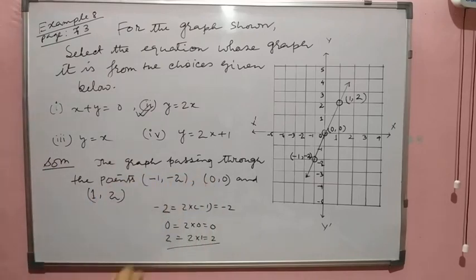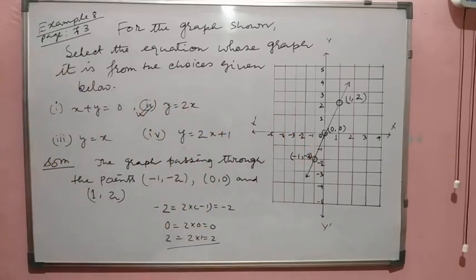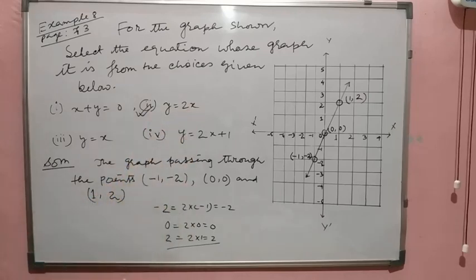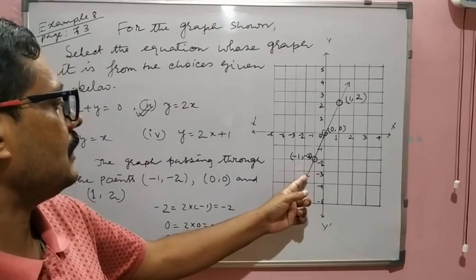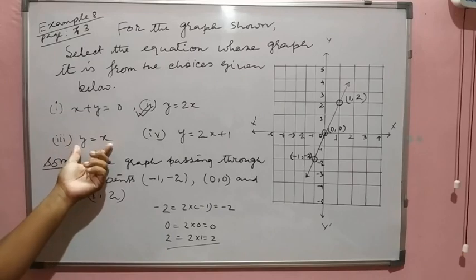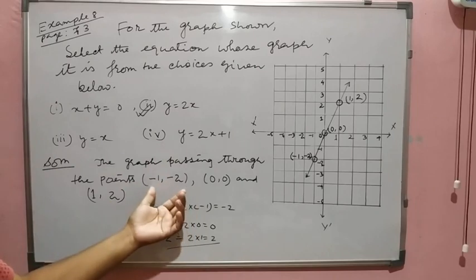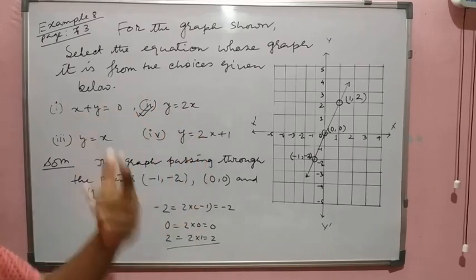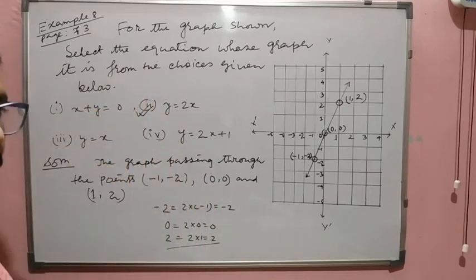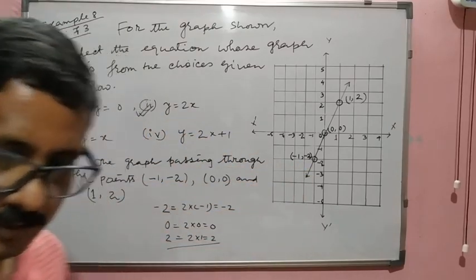So this graph is of this equation. Since this equation is satisfied by all these points, hence the given graph is the graph of this equation. You check here, if we put this one and this one, it will not be satisfied. If we check any other, it will not be satisfied. So we have seen that these 3 points satisfy this equation, hence this is the required equation whose graph is this.